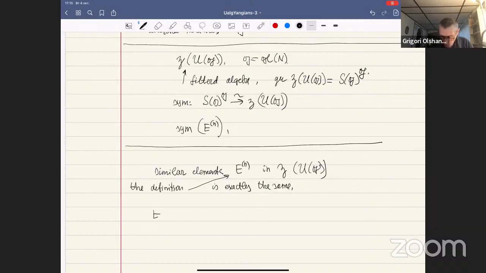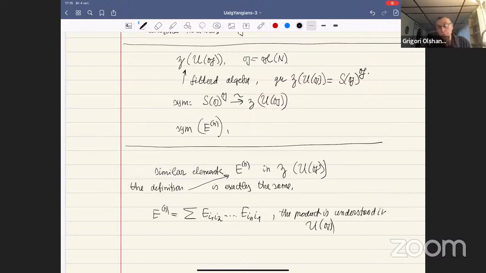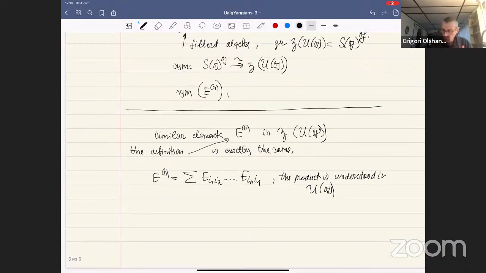Which means that the difference with the product is understood in the universal enveloping algebra and not in the symmetric algebra. So the product is a non-commutative product. So now what I want to claim is that this element is in the center.